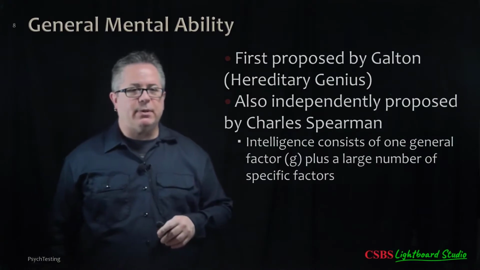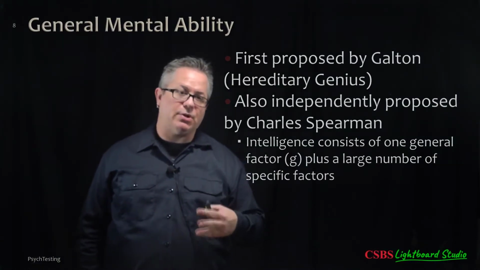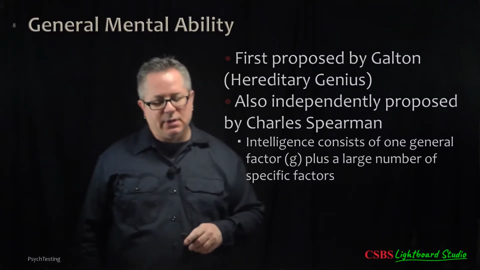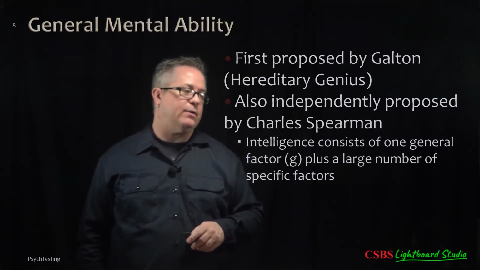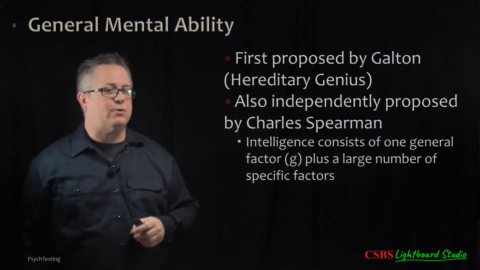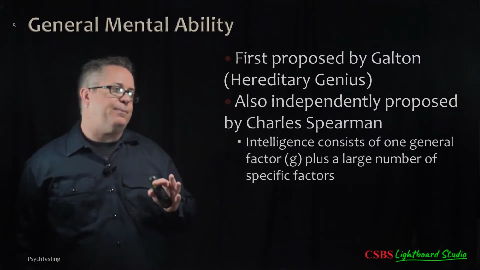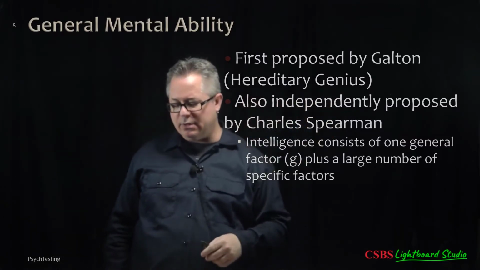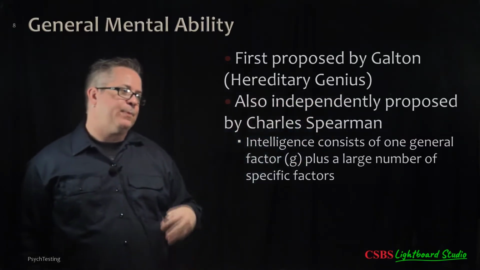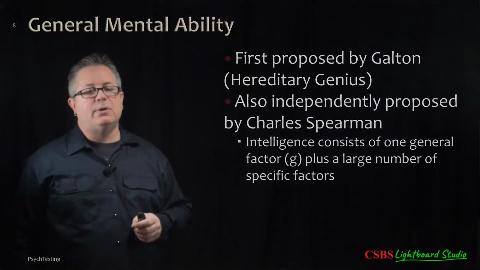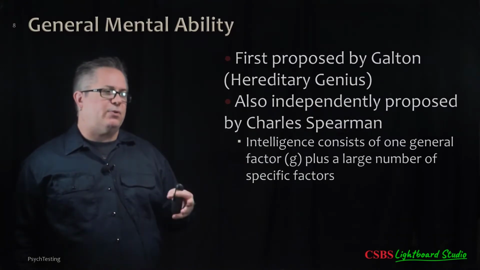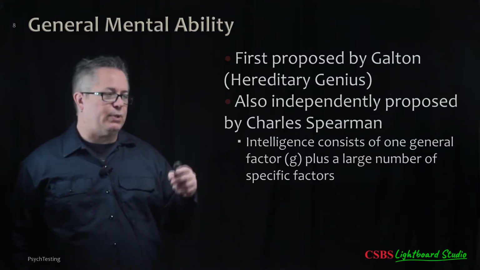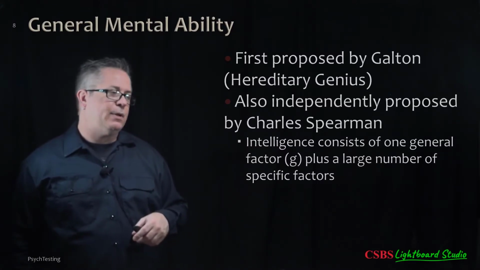This idea of general mental ability was first proposed by Galton, whom we discussed a little bit. If you remember, he was the cousin of Charles Darwin, and he had one of the first psychometric labs. He published a book on the idea of hereditary genius, and he was interested in finding out what general mental ability was, and also in the variety of individual differences people had on a number of things, including intelligence.